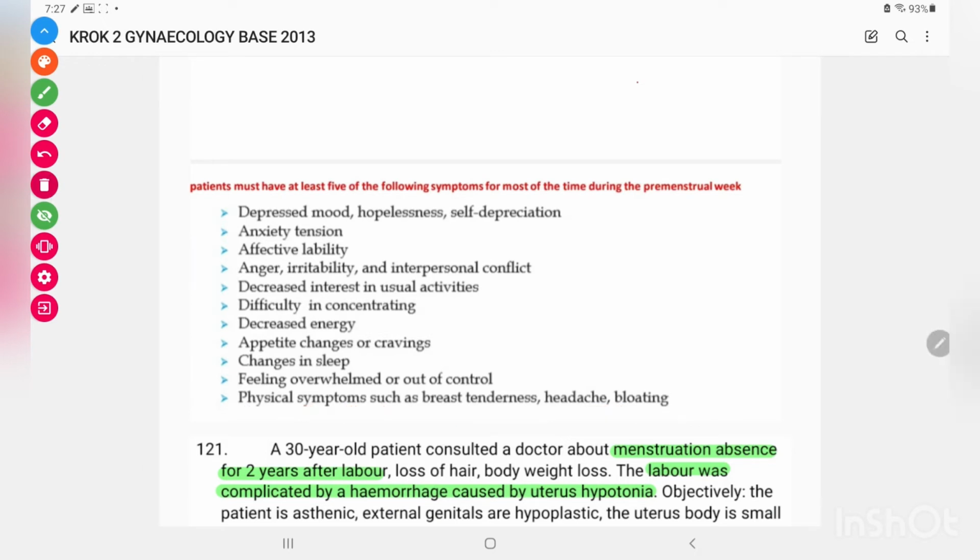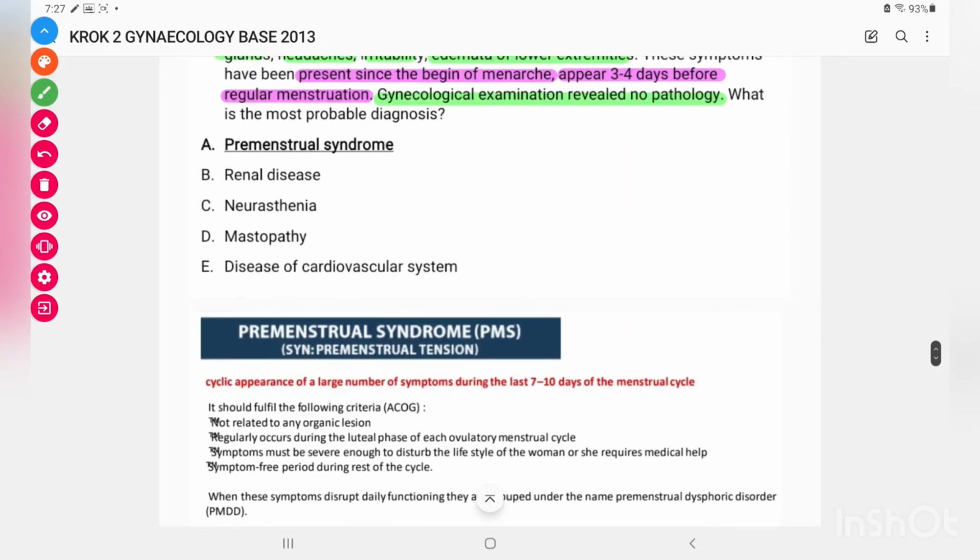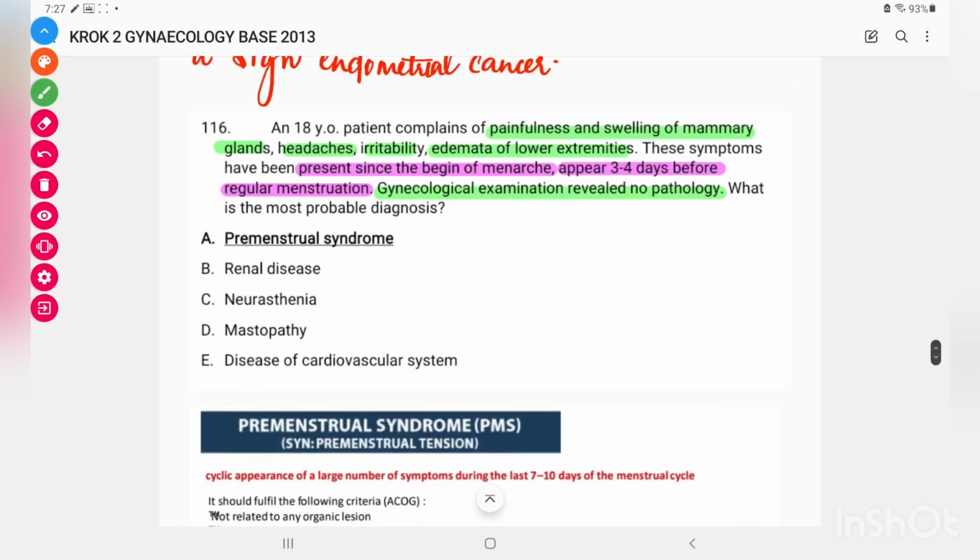But if the patient's life is getting affected due to these symptoms, then out of all these symptoms at least 5 should be there to say that a lady has PMS, and after confirming there are no other organic pathologies. So now coming back to our question, she is an 18-year-old girl, so she is having mammary gland swelling, painful, headache, irritability, edema. So all these things are the symptoms we mentioned. And see, it appears just 3 to 4 days before regular menstruation, and this is present since the beginning of menarche.